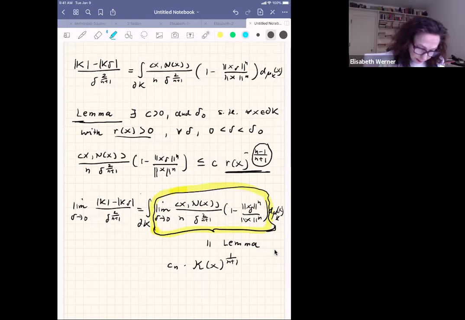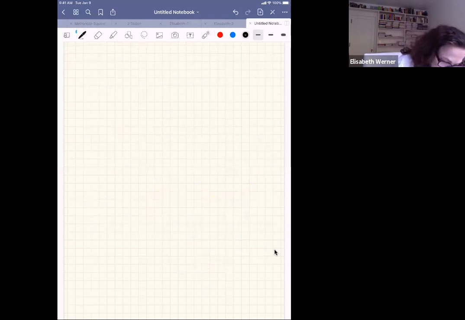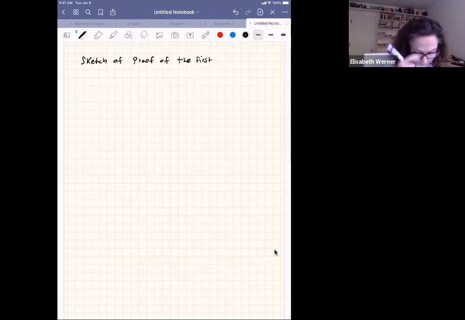Right, so what I want to show is an idea of the proof of this lemma, to give an idea of how this rolling function, what kind of role this rolling function can play. So a sketch of a proof. The first lemma, meaning the first lemma of the previous page.